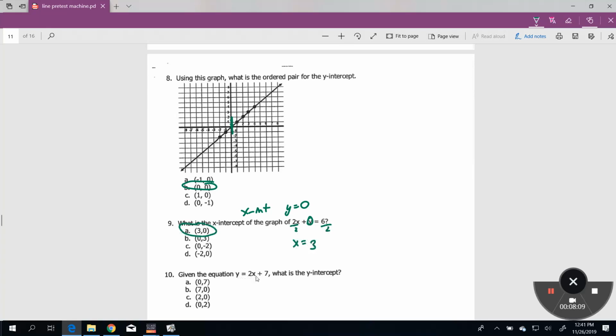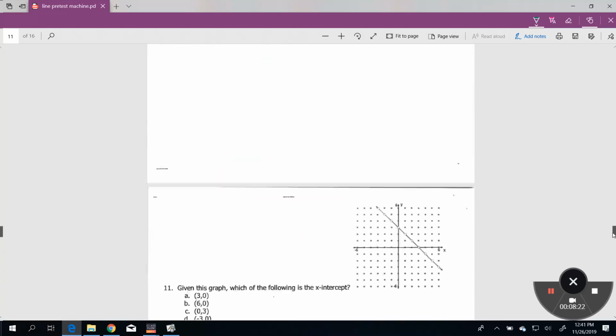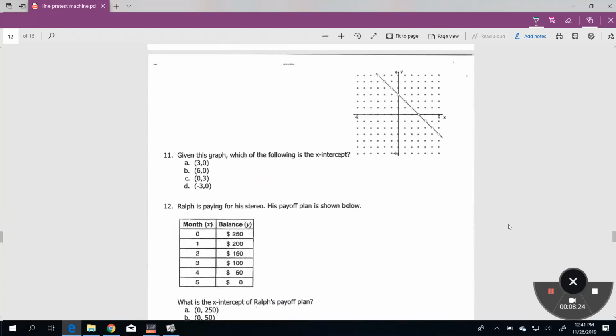Given the equation y equals 2x plus 7, what is the y-intercept? Well, right there. That's the y-intercept. When it's written in y equals mx plus b, that number is the y-intercept. Given this graph, which of the following is the x-intercept? Well, there it is. 1, 2, 3 points over. The x-intercept is 3. The y value is 0 along there. Oh, A.